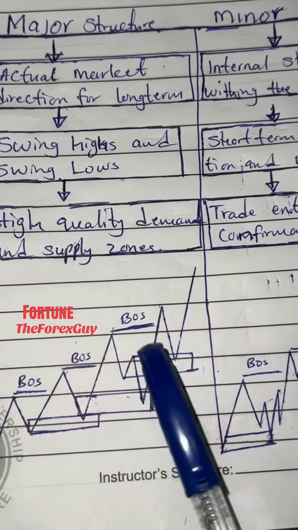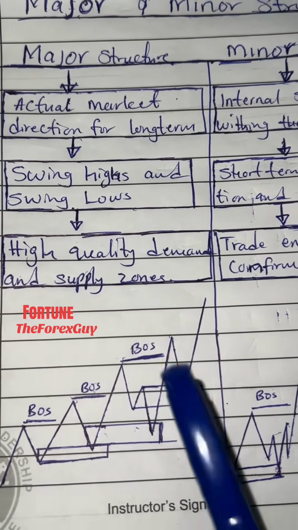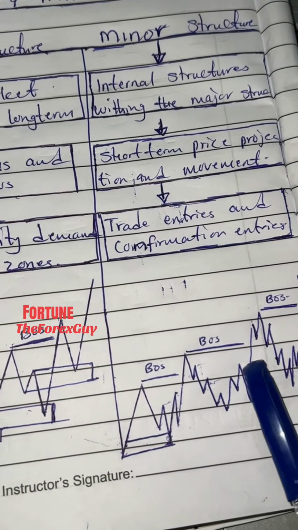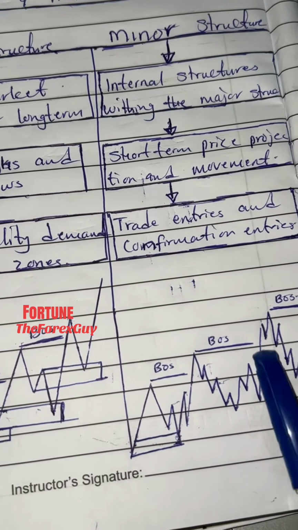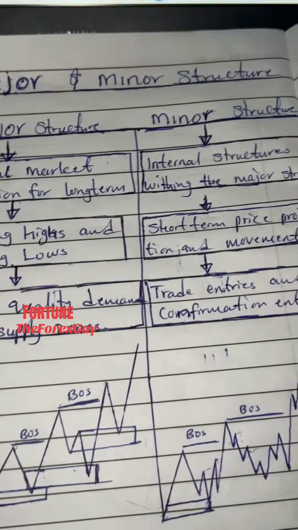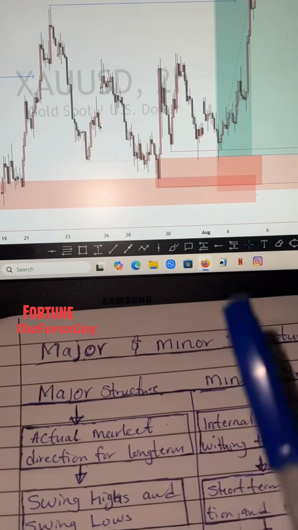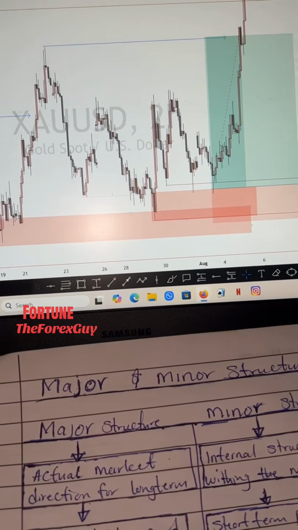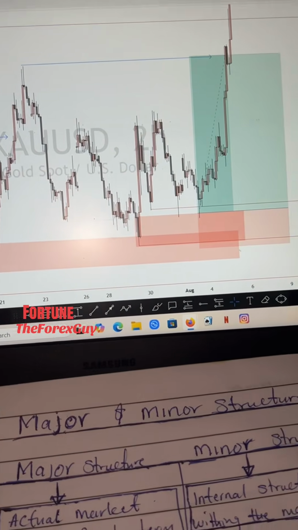You can see how this is very, very clear, and now you can spot this on the higher time frame. This is used majorly on the lower time frame, because it is used for confirmation entry. And probably in my next video I'm going to give you guys a chart example of what internal structures and external structures, or major and minor structures, look like.